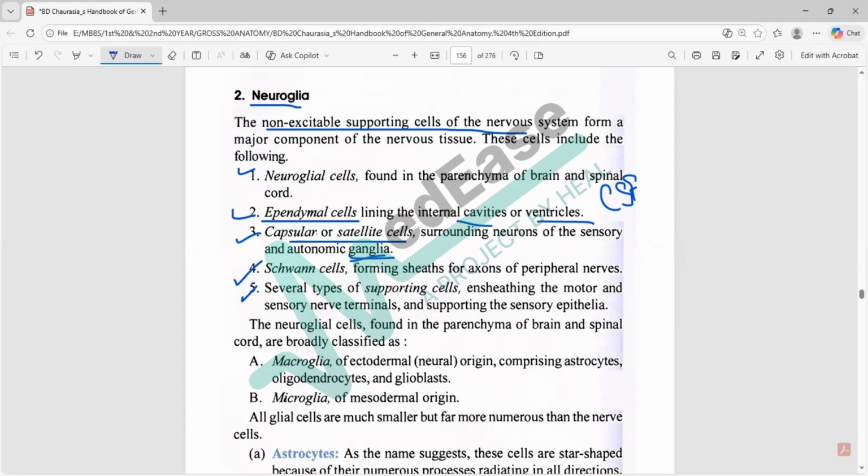Now, moving on, we need to go with another important cell. We have the Schwann cell. Obviously, the Schwann cell is one of the most discussed neuroglial cells, and it is involved in producing the myelination of the peripheral nerves mainly.